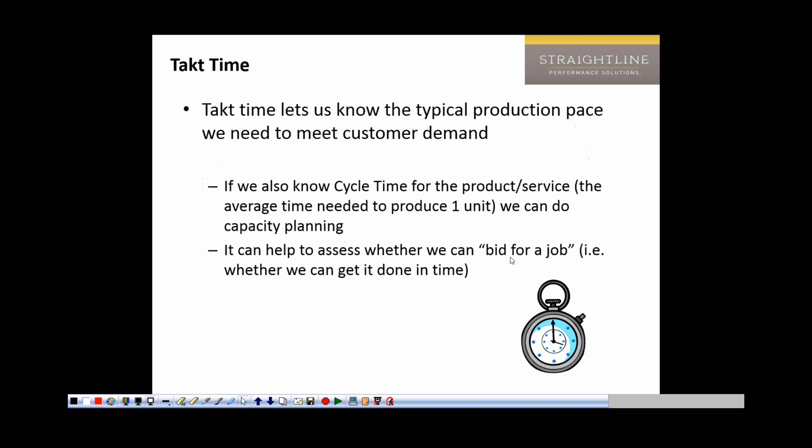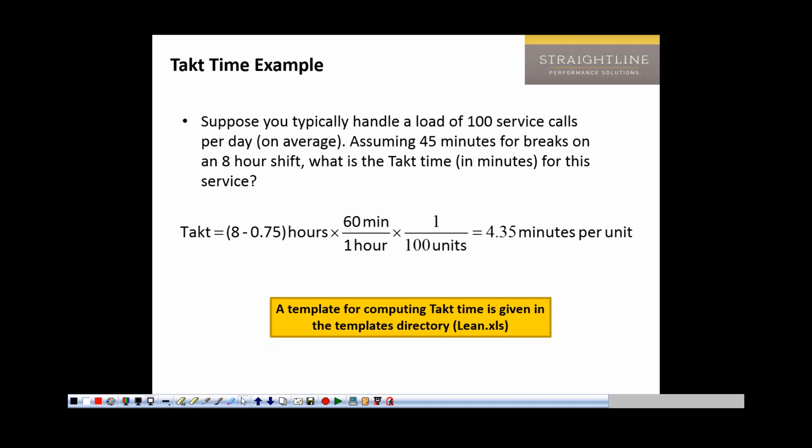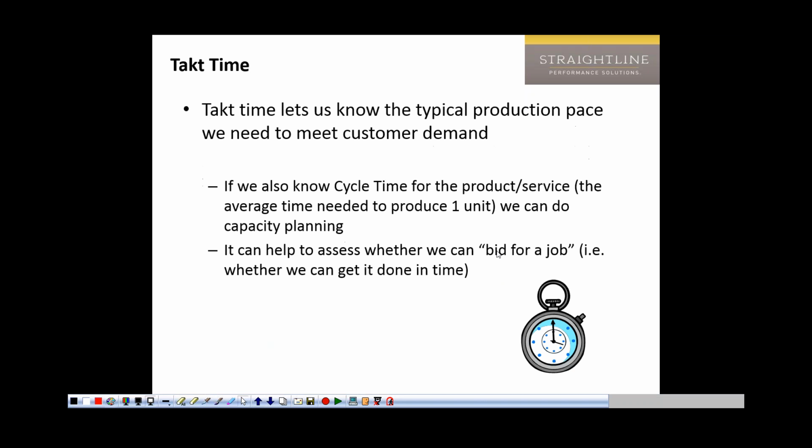Okay, let's take a look at lead or cycle time. And by the way, these are all on average things, right? So I just got done talking about why averages can be misleading. These can be misleading too, but they can also be helpful. So in any event, this is an on average thing. Certainly some of these service calls are going to take more than 4 minutes. Some are going to take less.